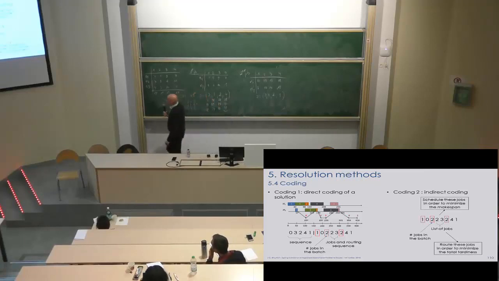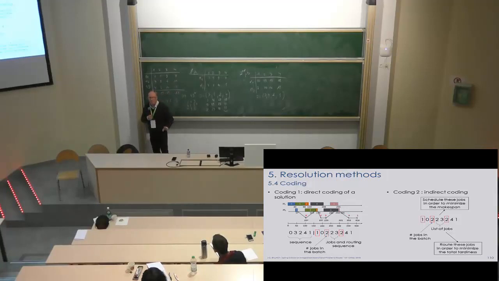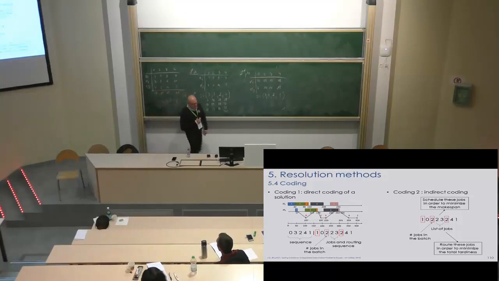Second type of coding, indirect coding with only the batching. You have only the composition of the batches, so one batch with job 0, one batch with 2 jobs, 2 and 3, not ordered, and one batch with 2 jobs, 4 and 1, not ordered. And then for 2 and 3, you have to define a schedule for these jobs, and also a route in order to minimize your objective function.